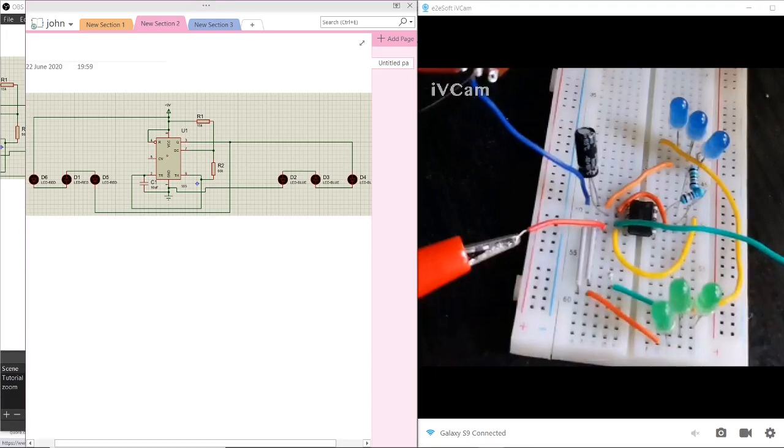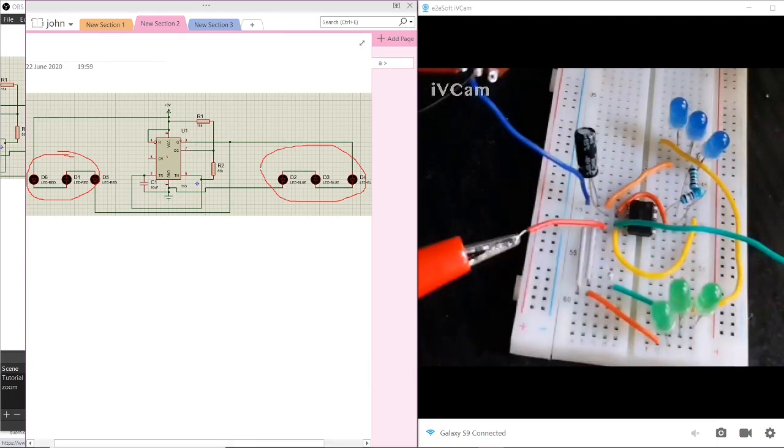Today we are going to discuss further about the 555 timer. So today we are going to make a strobe light. We are going to use three LEDs from the left-hand side and three other LEDs from the right-hand side. And here you can see live the hardware. I have already implemented the hardware and I'm going to explain how I implemented it.